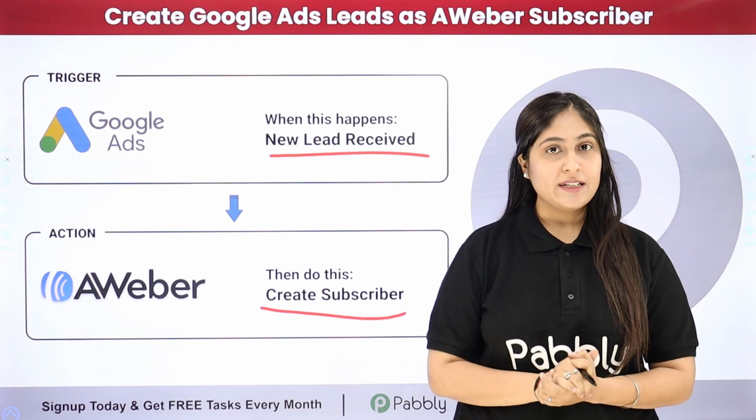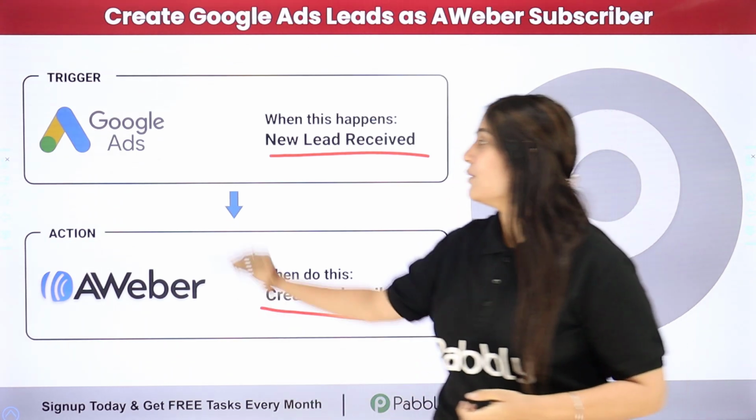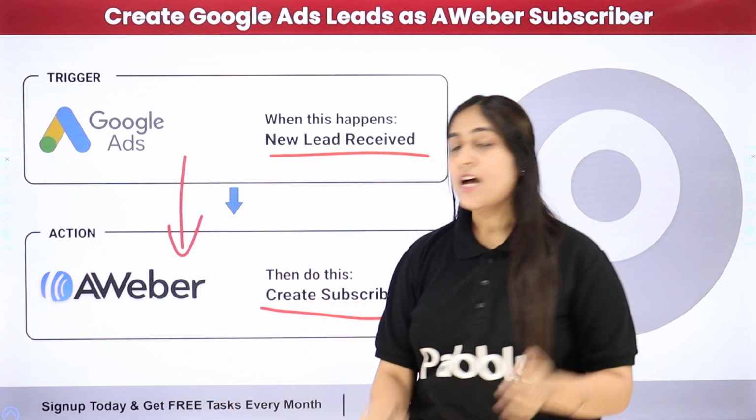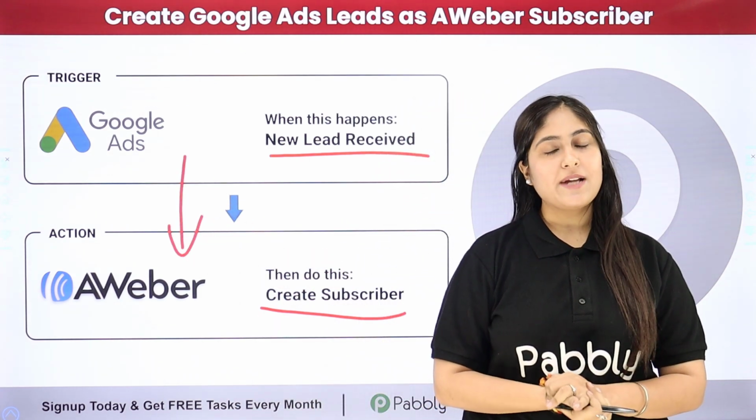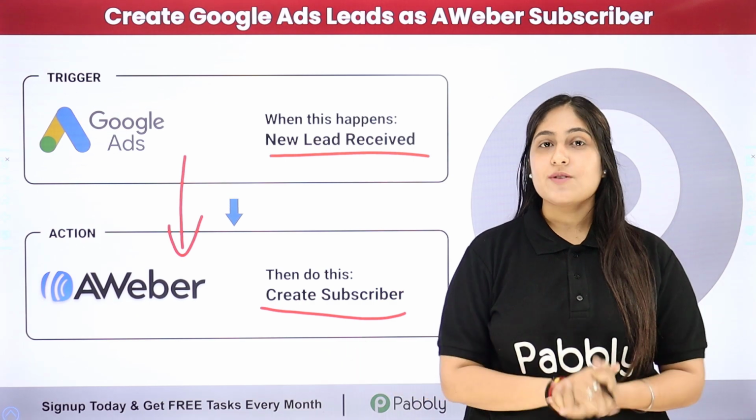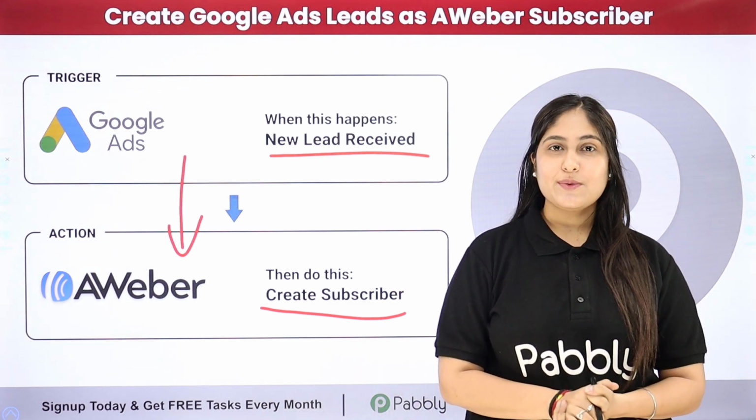So now here to automate the entire process, I need to connect my Google Ads with my AWeber account using an automation software named Pabbly Connect. So to learn this process step by step, let me take you to my screen.